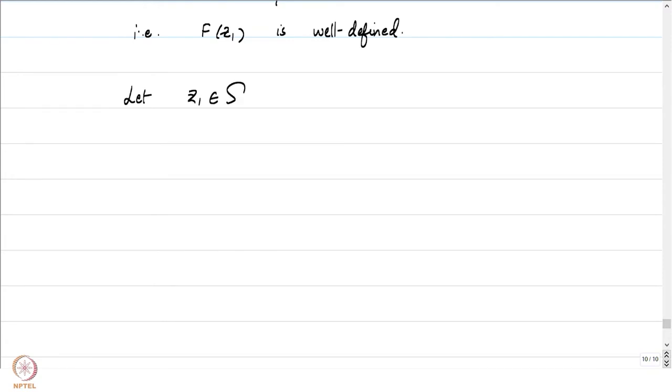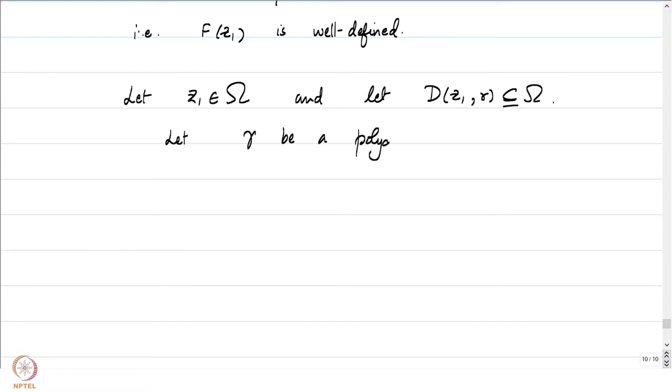Let z1 be in omega, and let D(z1, r) be a disk which is contained in omega. Remember that omega is an open set, so there exists some r such that this certainly happens. Each point is an interior point. Then let us look at a particular polygonal path from z0 to z1. Let gamma be a polygonal path from z0 to z1.